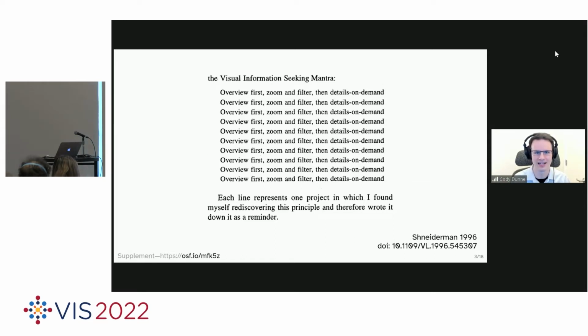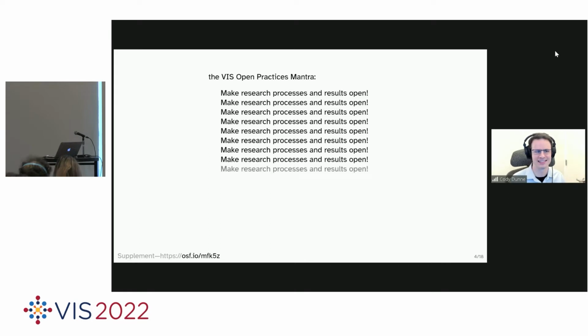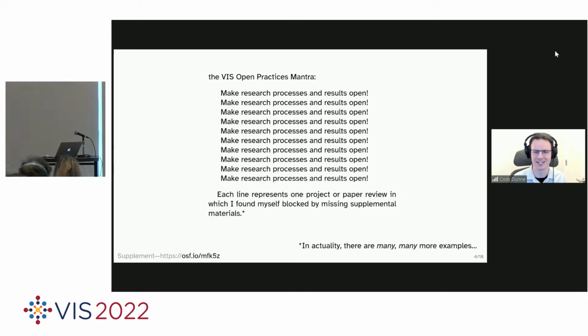Let's think about what a VIS open practices mantra could be. How about "make research processes and results open," where each line represents one project or one paper review where you found yourself blocked by missing supplemental materials.